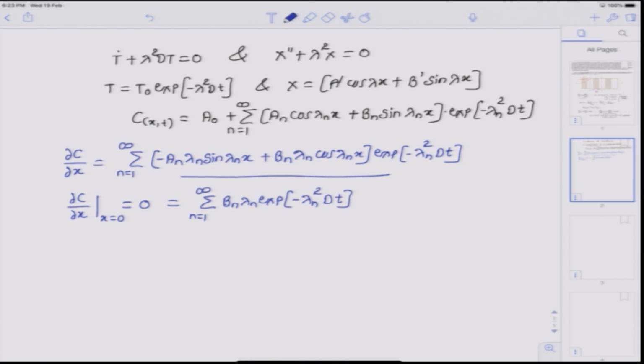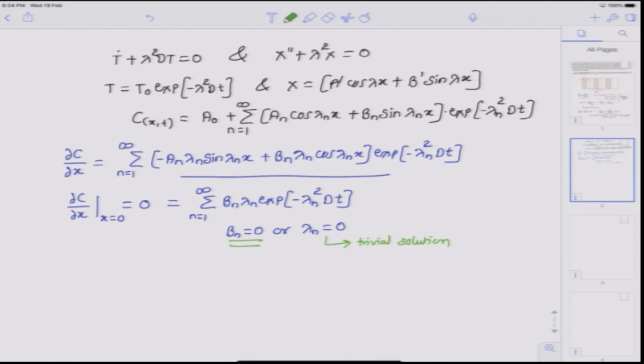Now, for this to be true, we should have either b n equal to 0 or lambda n equal to 0. But if we put lambda n equal to 0, then we get a trivial solution independent of time here. So, lambda n cannot be 0, and so all b n's have to be 0.